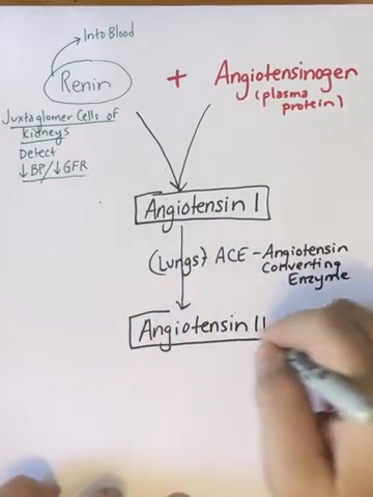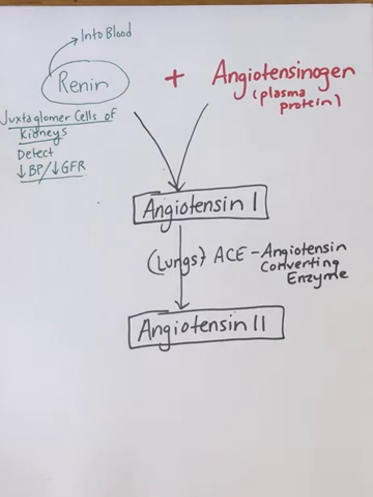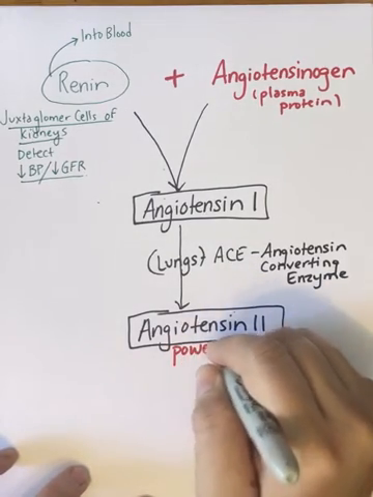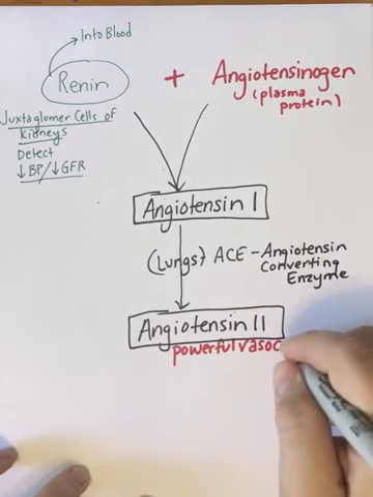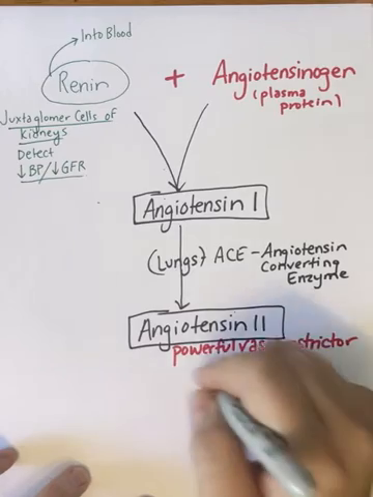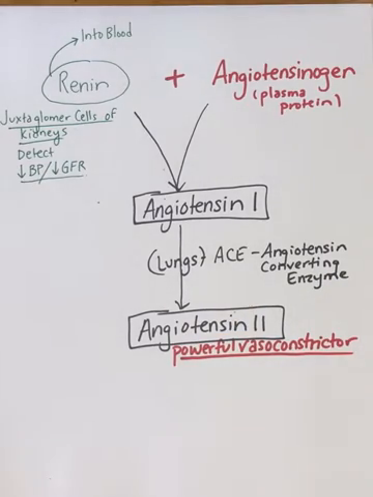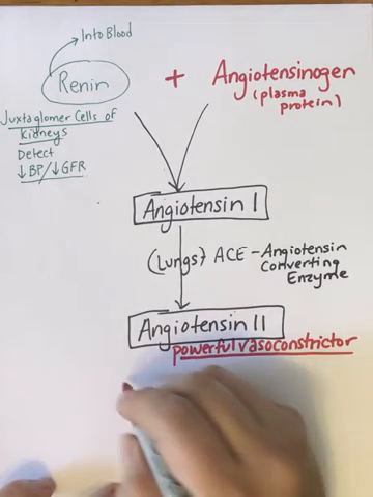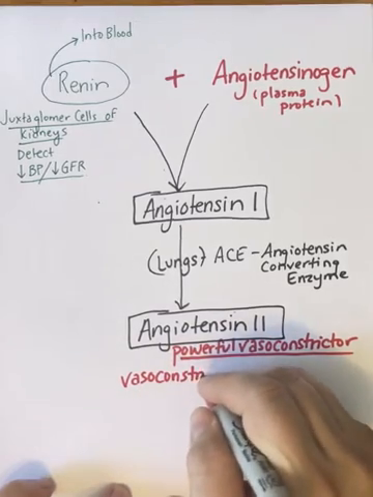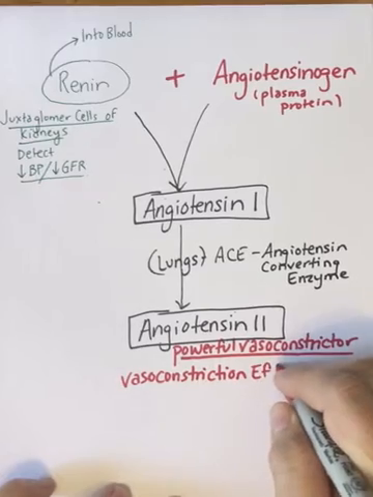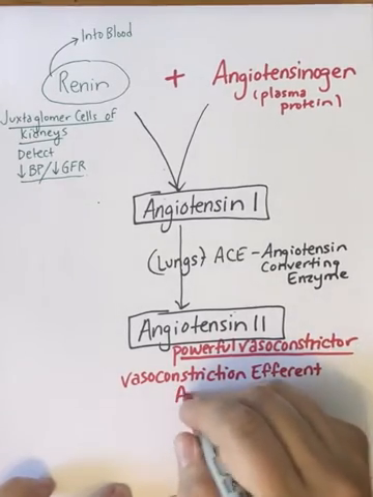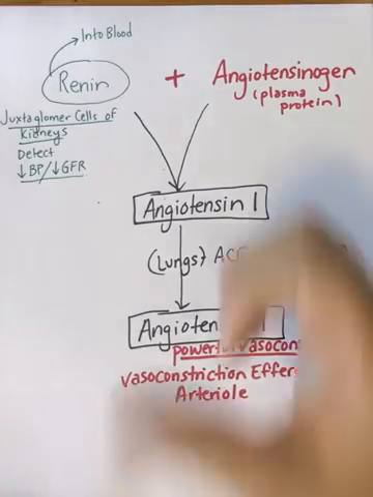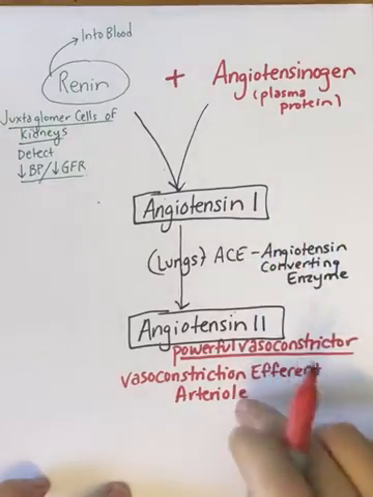Now, angiotensin 2 is going to be a powerful vasoconstrictor. So, we are going to literally say that this is a powerful vasoconstrictor. Since we've been talking about the afferent and efferent arterioles, this one is a powerful vasoconstrictor. So what this one does is it does vasoconstriction of the efferent arteriole. So efferent arteriole is going to be the drain. So literally, we constrict the efferent arteriole of the kidney.